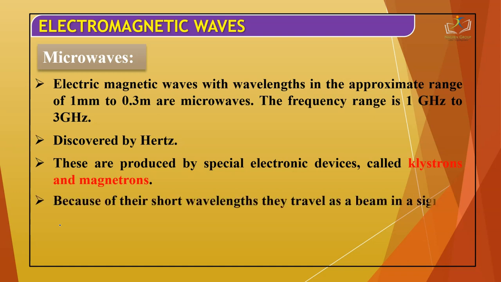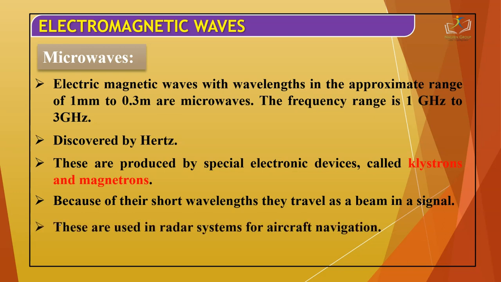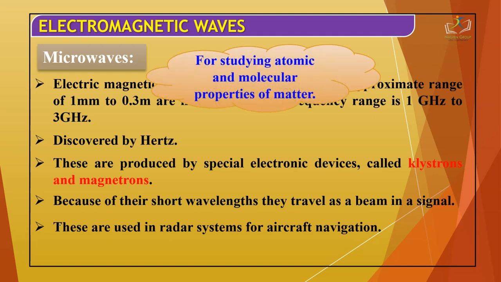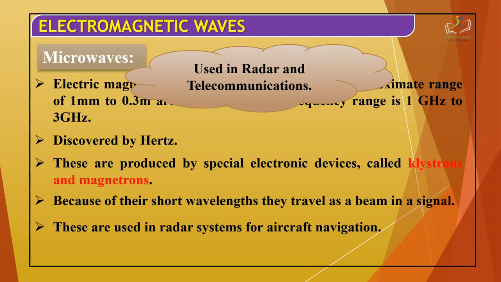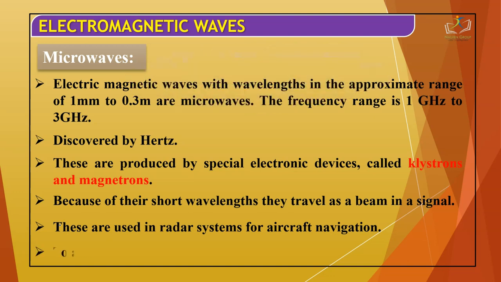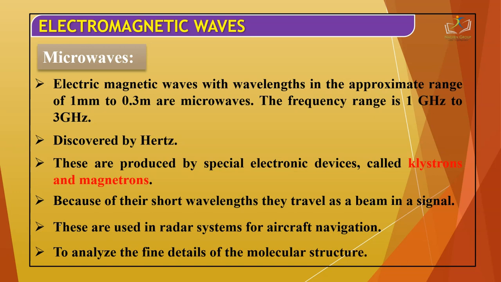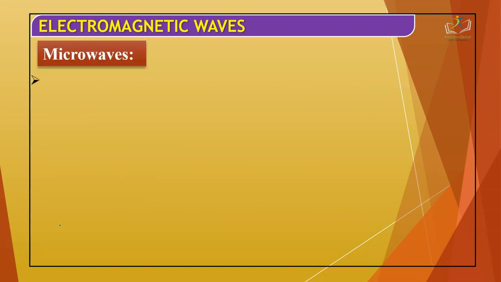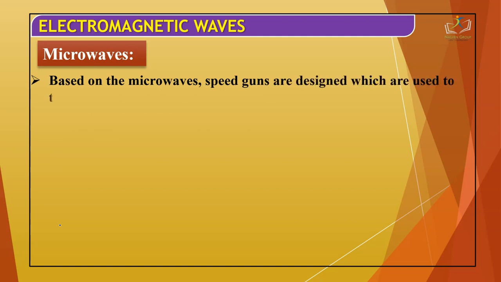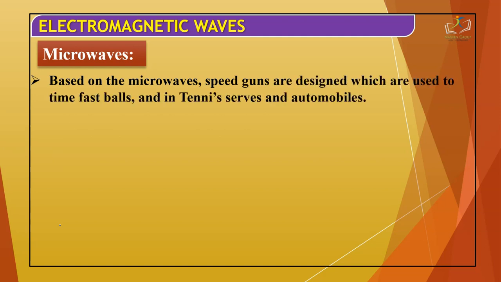Because of their short wavelength, they can travel in beams as a signal. These are used in radar systems for aircraft navigation. For studying atomic and molecular properties of matter, we also use microwaves. Used in radar and telecommunication, to analyze the fine detail of molecular structure. Microwave speed guns are designed for timing fastballs, tennis serves and automobiles.